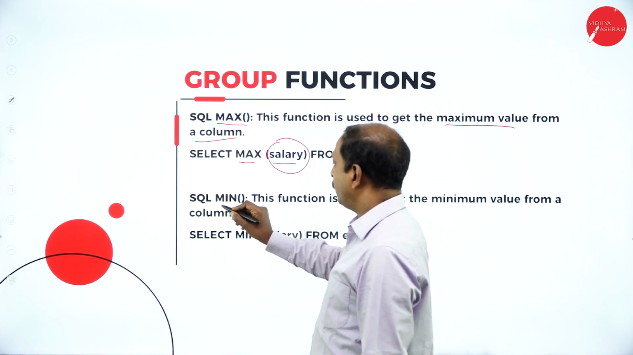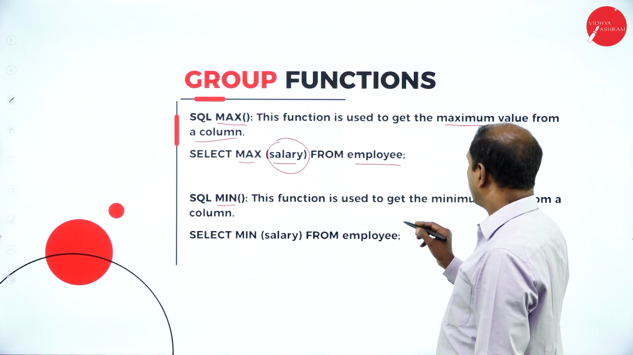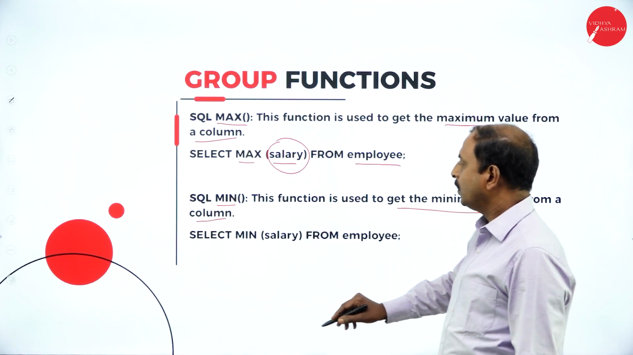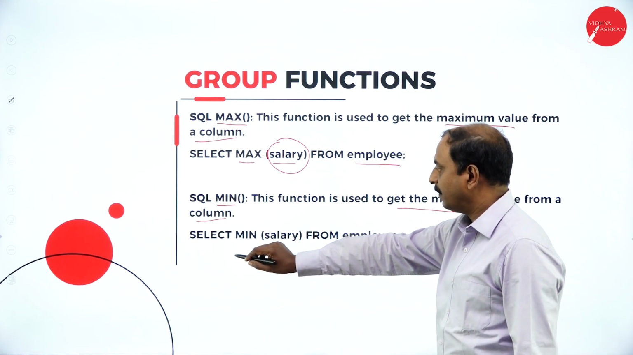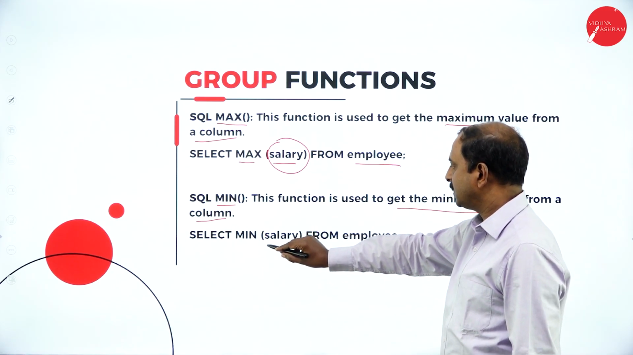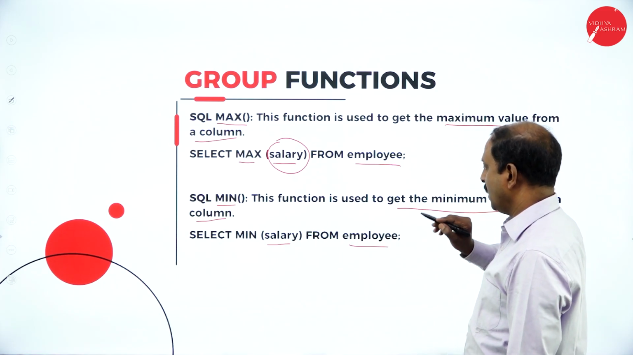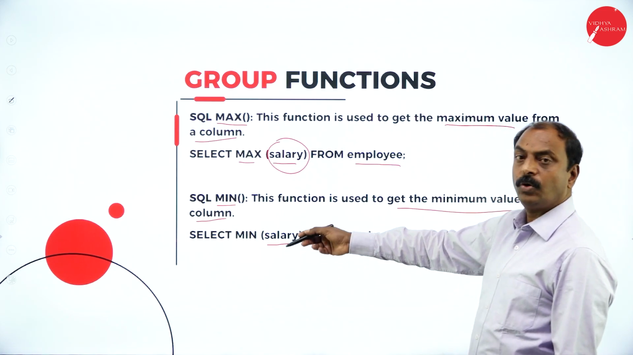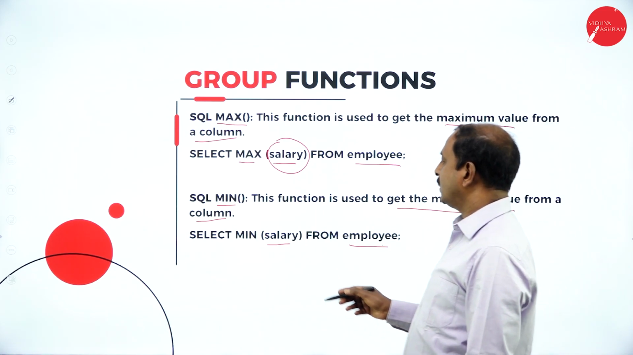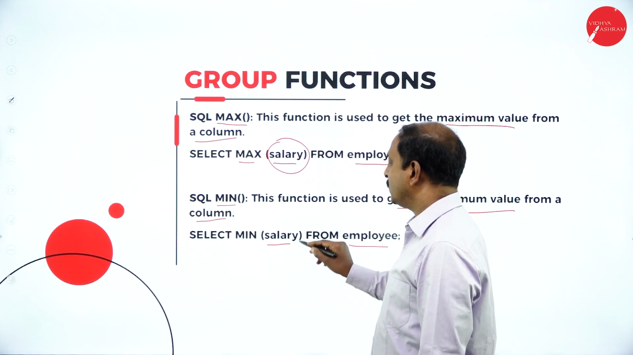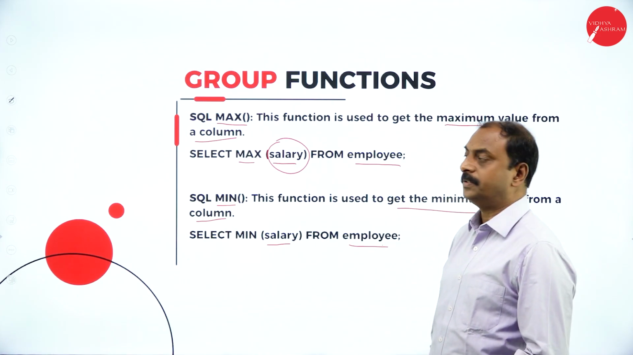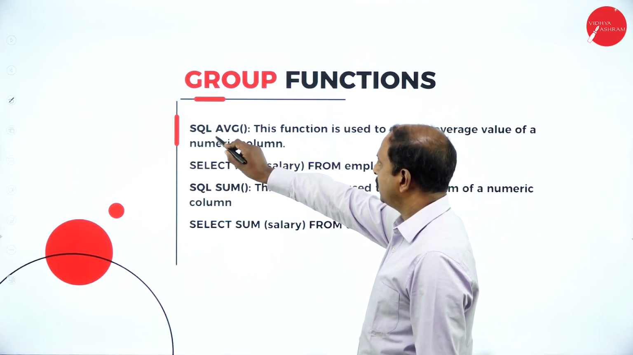Next one is the SQL minimum function. It is used to get the minimum value from a particular column. So, example, select minimum salary from employee. Employee is the name of the table, and salary is a particular column. So it is going to fetch the record with the minimum value of this particular column salary. This is the minimum function.